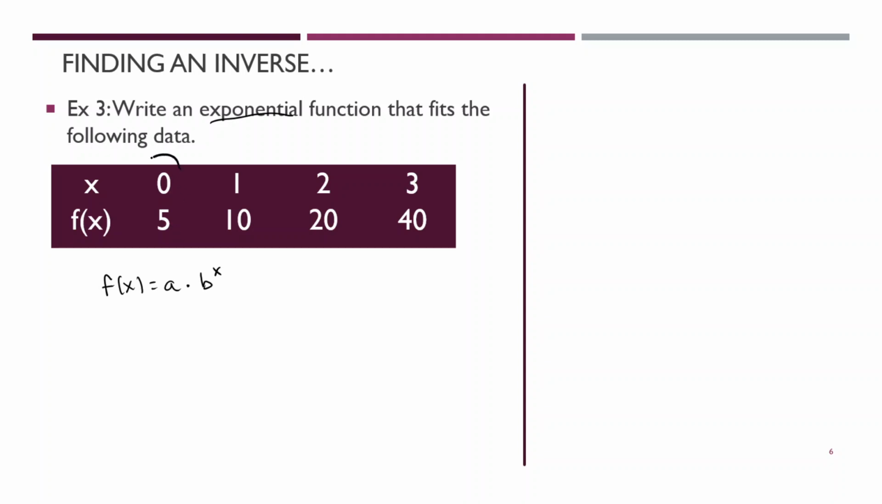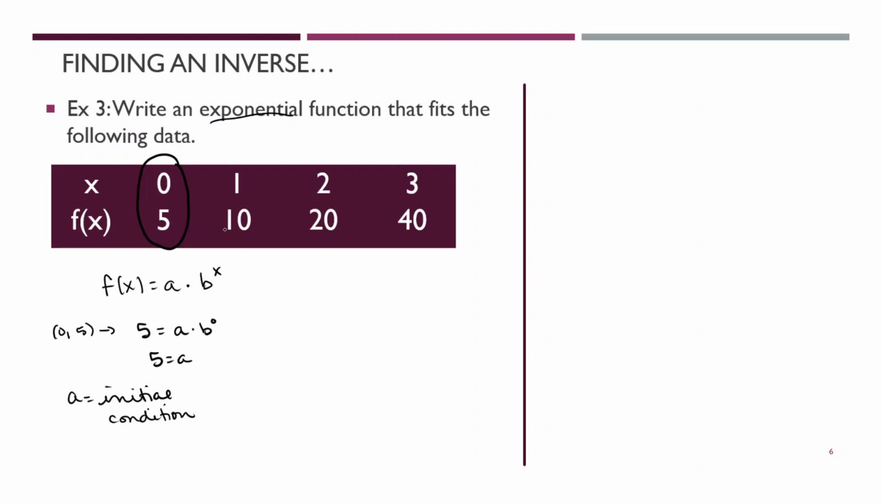Okay, and then I'm going to take one of the data points. So if I use the point 0, 5, I'll get 5 equals a times b to the 0. Well, b to the 0 is 1, so this tells me what a is. A is actually called our initial condition because it is what happens, what the function is doing when x is 0.